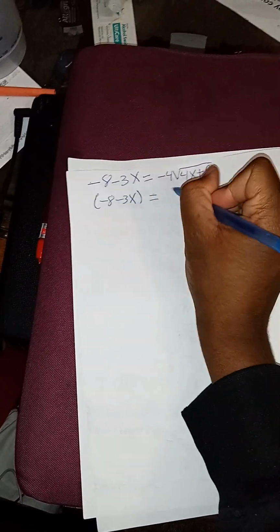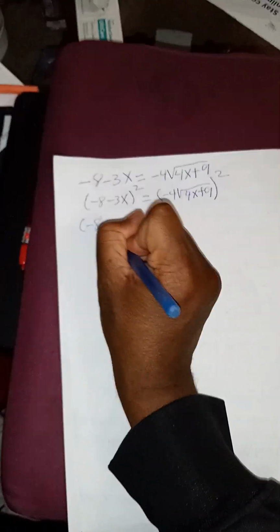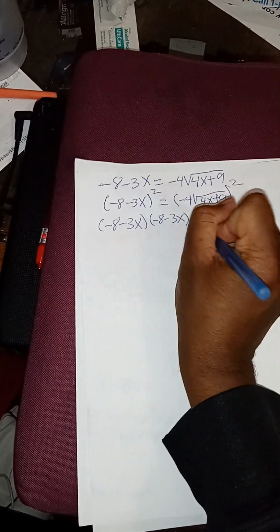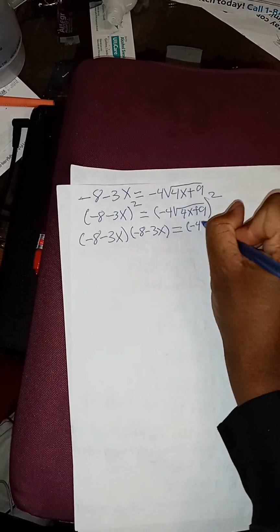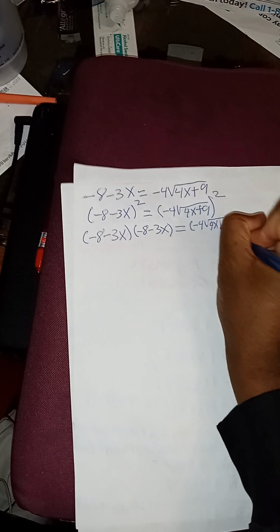Now we need to square both sides again, so we must first put negative 8 minus 3x in parentheses and negative 4 square root of 4x plus 9 in parentheses. Now we can square both sides. So we write this twice because it's to the power of 2 in reference to negative 8 minus 3x. And then on the other side, negative 4 square root of 4x plus 9 written twice.